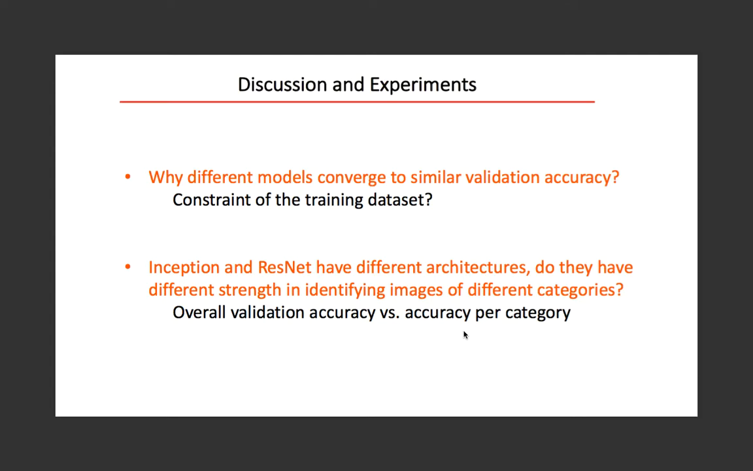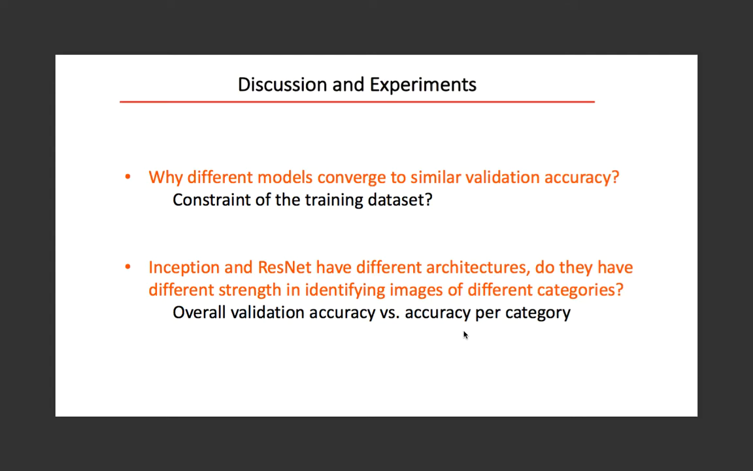because the dataset may have set an upper limit for the test accuracy? And the second question is that since Inception and ResNet have different architectures, do they have different strengths in identifying images of different categories? Are they good at identifying different classes? We would like to know.